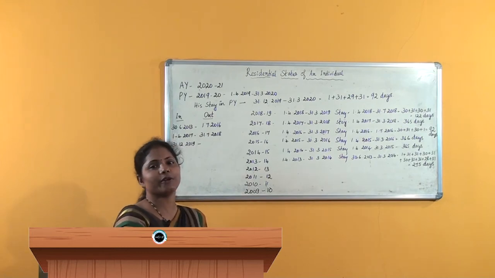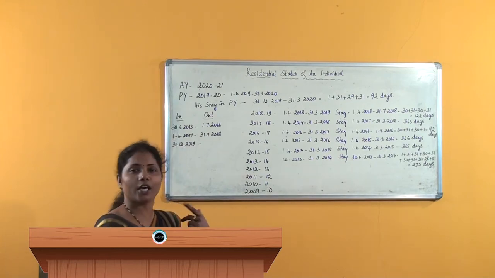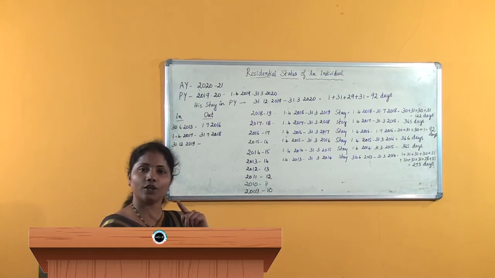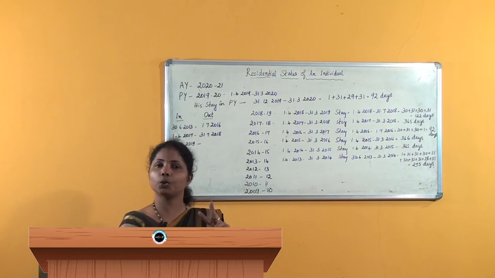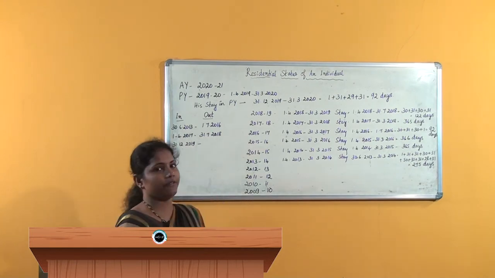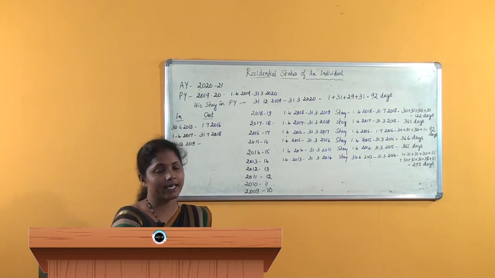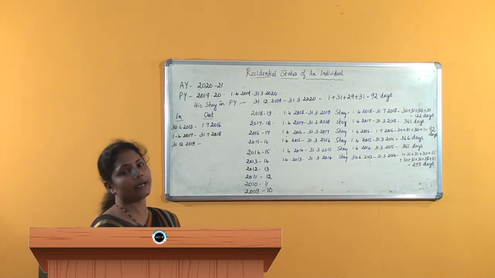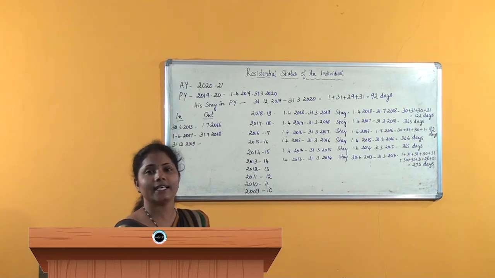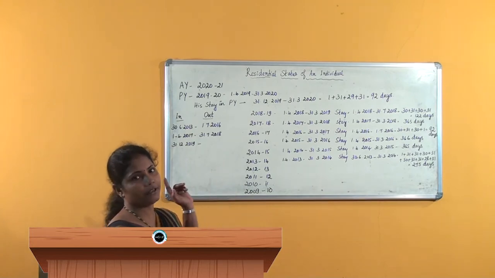Which are the conditions to be fulfilled by him to become an ordinarily resident? He must be a resident of India for at least 2 years out of 10 years preceding the previous year. And the second additional condition to be fulfilled by him is he must stay in India for 730 days or more during the 7 years preceding the previous year.